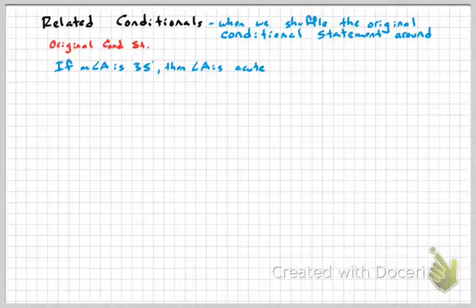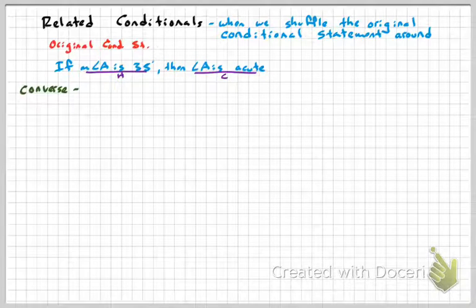So let's say that our original conditional statement is, if the measure of angle A is 35, then angle A is acute. That is a true statement. It's an angle less than 90, so we know it's acute. So let's identify our hypothesis, it's right there. So our hypothesis is angle A is 35, and our conclusion is that angle A is acute based off what it is. So the converse.